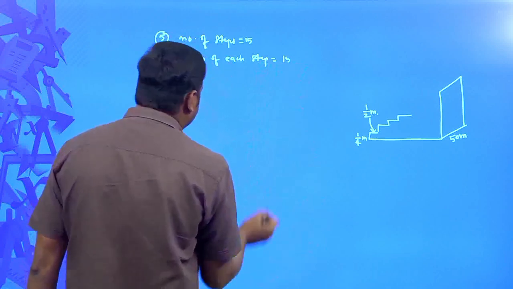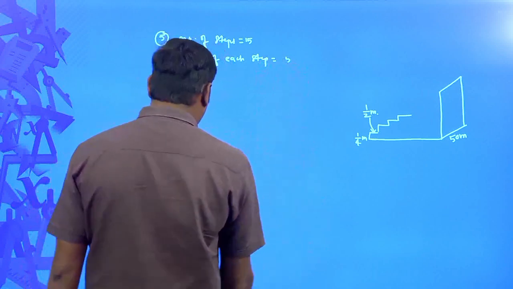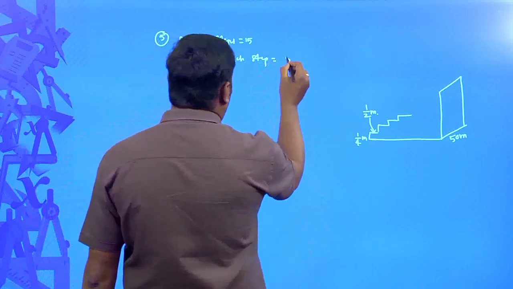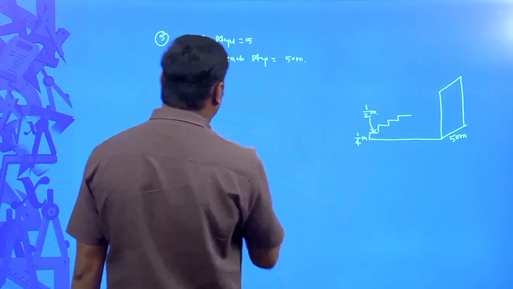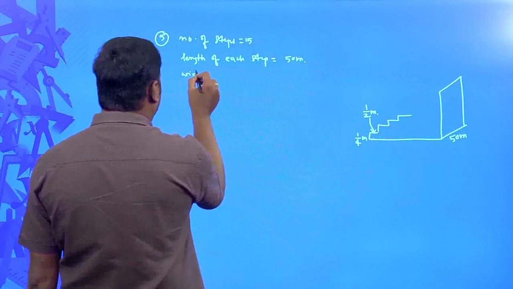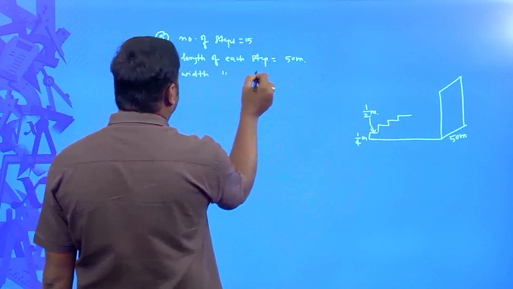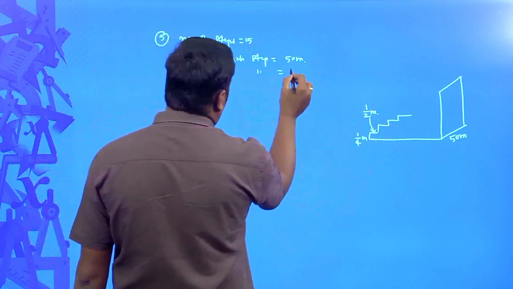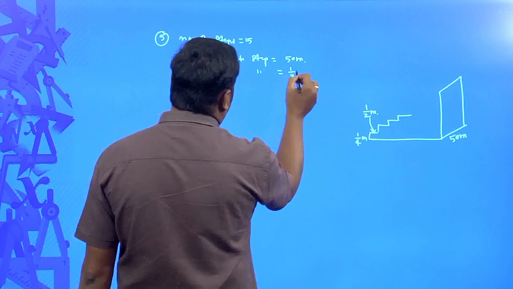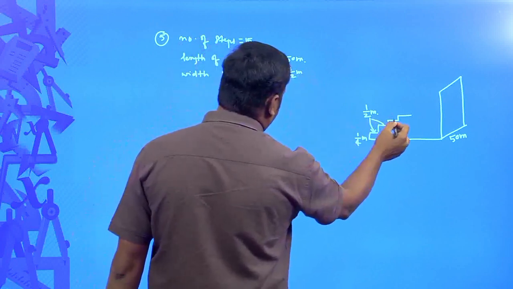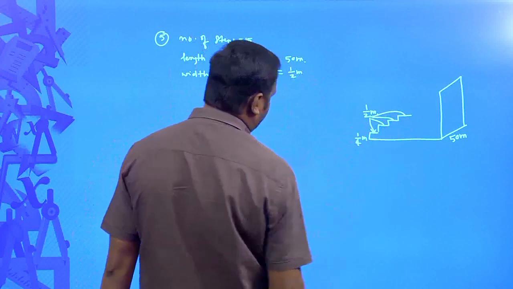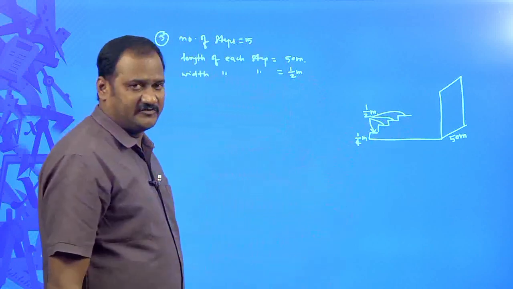So, when this is 50 meters, then what is the width? 50 meters, and width of the step is half meter. So, width of each step is equal to 1/4 or half meter, right? So, half meter is the width of the step. So, this could be the same, and this could be the same, and this could be the same. So, width of every single step is half meter.